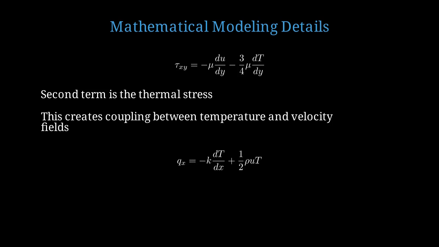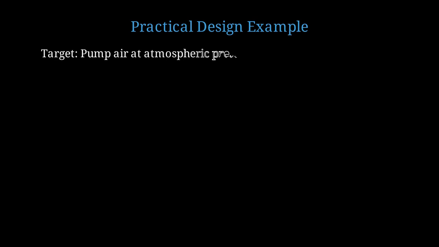Similarly, the heat flux includes a convective term: Q_x = -k dT/dx + (1/2) ρ u T. Let me walk through a practical design example for a Knudsen pump. Suppose we want to pump air at atmospheric pressure with a 100 Kelvin temperature difference. Pressure is 101,325 pascals, and delta T is 100 Kelvin.